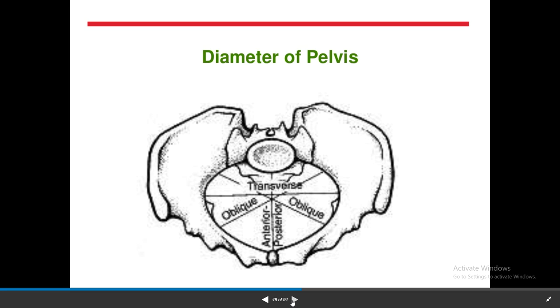Diameters of the pelvis, as I told you before in my previous lectures. This is the inlet of the pelvis. The transverse diameter is more as compared to the anteroposterior. And then there is the cavity, which is equal in transverse and anteroposterior diameters. The outlet, which is the lowest part, has an anteroposterior diameter greater than the transverse diameter. It is just opposite to the pelvic inlet.